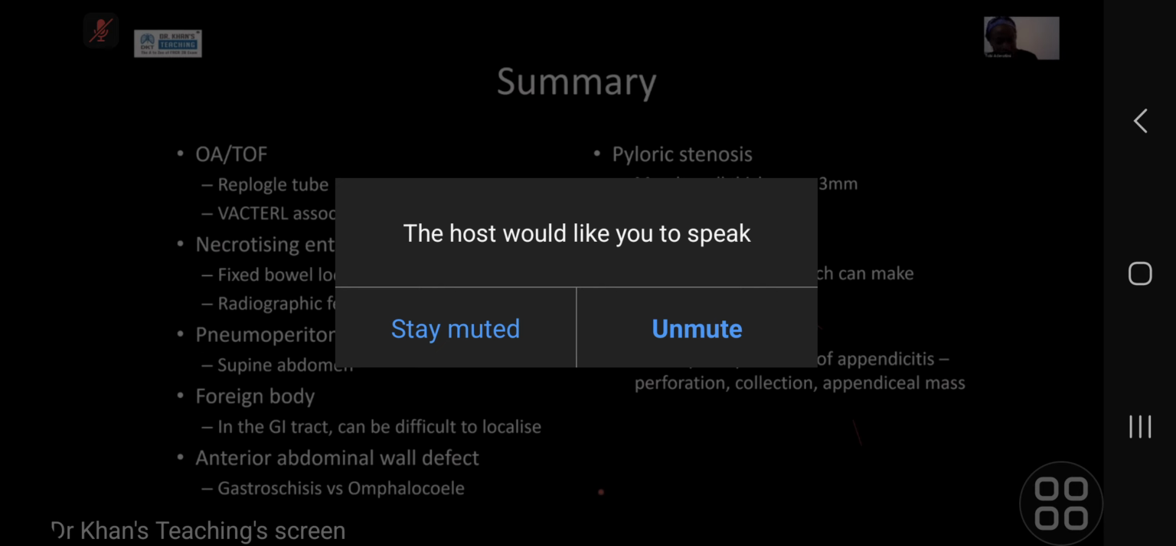So you might get the appendix stuck down. You might see the surrounding bowel loops also stuck down, and it just looks like a big inflammatory mass that's got increased vascularity, but there's no collection component to it. And both collections and appendiceal masses tend to be managed conservatively in my trust. And then we've looked at anterior abdominal wall defects.